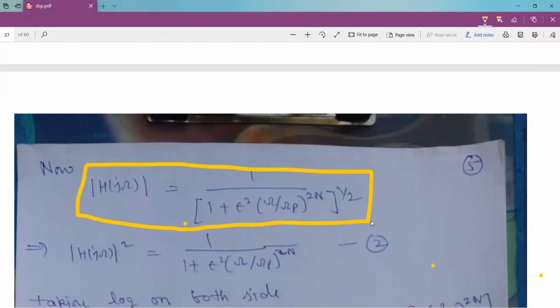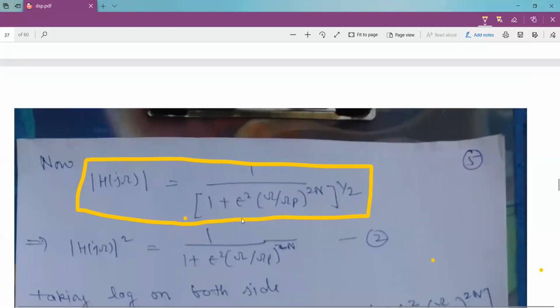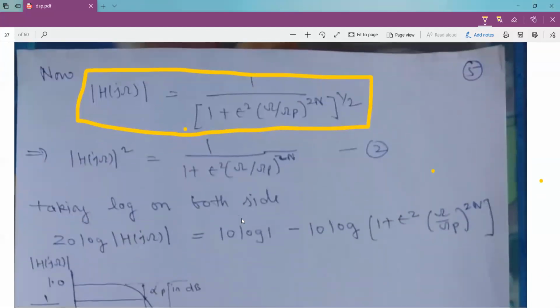Here we can see the response depends on 3 parameters. One is epsilon, other is passband frequency, and third one is the order of the filter. So we can see we have two mathematical equations to represent the Butterworth filter magnitude response with different sets of parameters. Here epsilon is an allowable passband parameter, and if we take log on both sides of equation 2, we are able to simplify this equation.